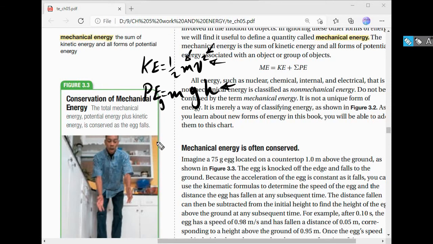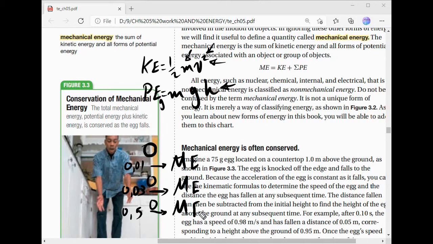We want to know the mechanical energy at all positions when the egg drops down. The egg starts from here, and after 0.01 second it has dropped down more. Here, after 0.03 second, and here after 0.5 second, for example.